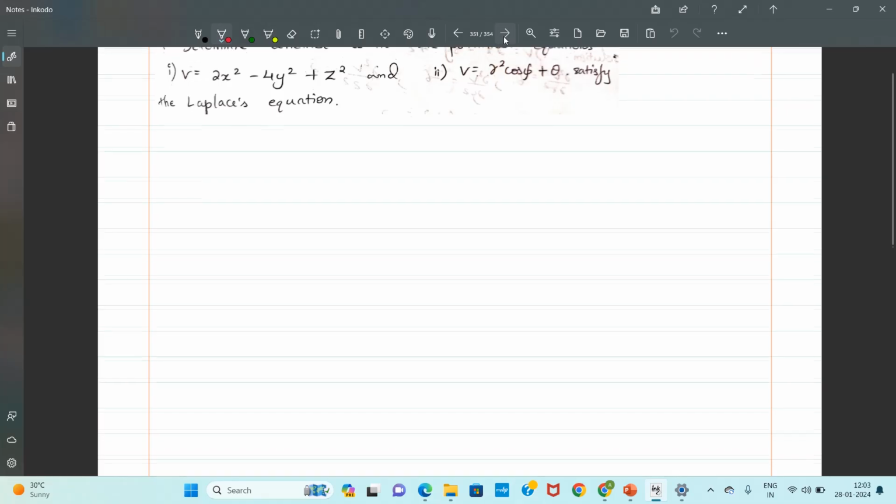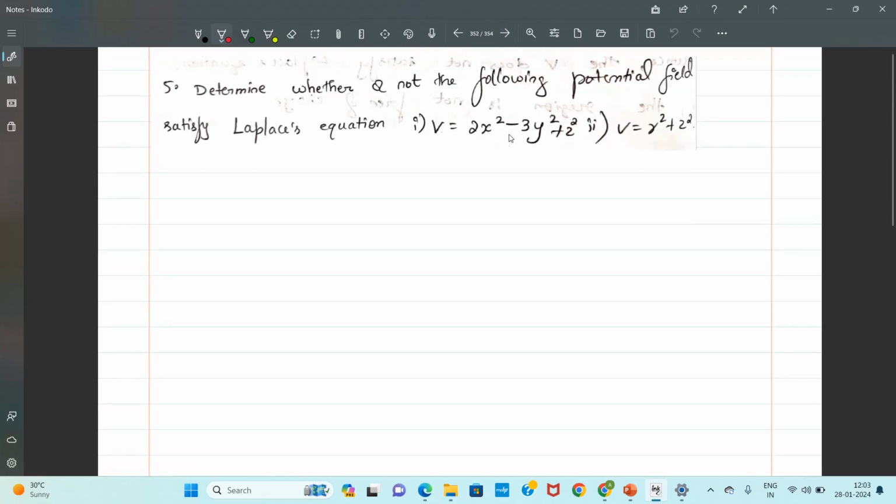Then the fifth question is also exactly the same as this. The equation is given: 2x square minus 3y square plus z square. Another one is r square plus z square. If r and z are given, it is cylindrical system. This is Cartesian system. So similarly solve these two problems and verify whether they satisfy the equation or not. Right? You can again pause the video and solve it.